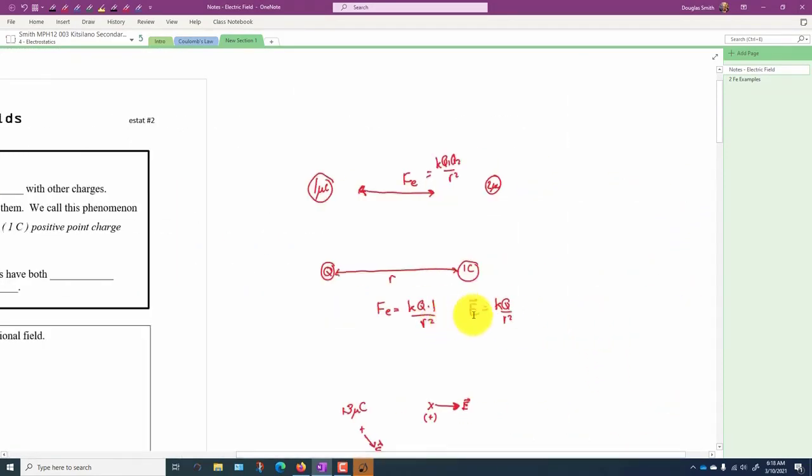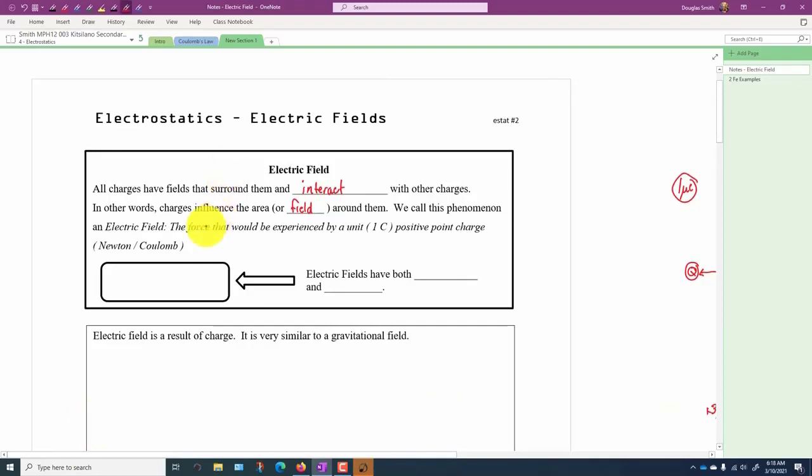So the equation is KQ over R squared. It's not energy. If we put the vector sign on top of it, that should remind us that it's not energy, because energies are not vectors. So KQ over R squared. They have both size and direction.